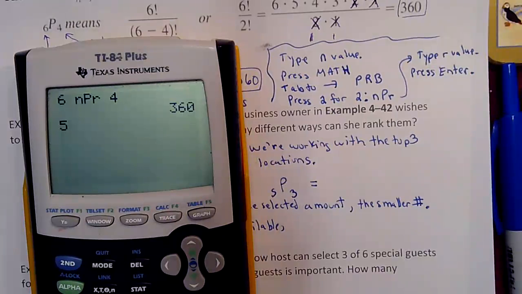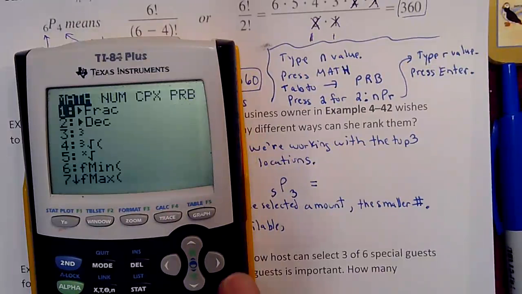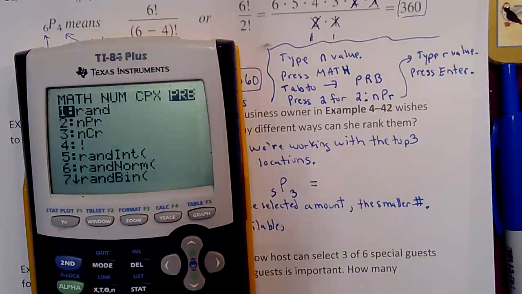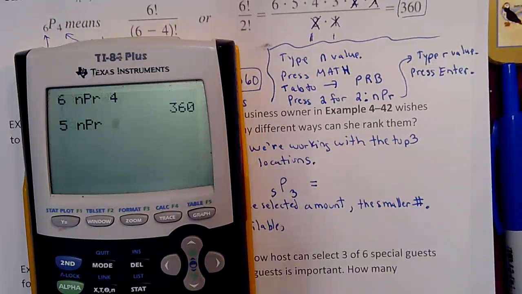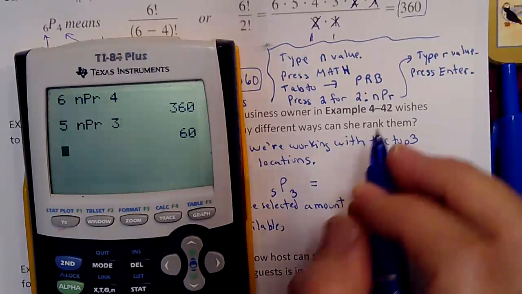Then when I type that into the calculator, I press 5, then hit math, and tab to probability, and you want number 2. You can also tab down to 2 and hit enter. And then you want to press 3, and then enter. And that gives you 60.